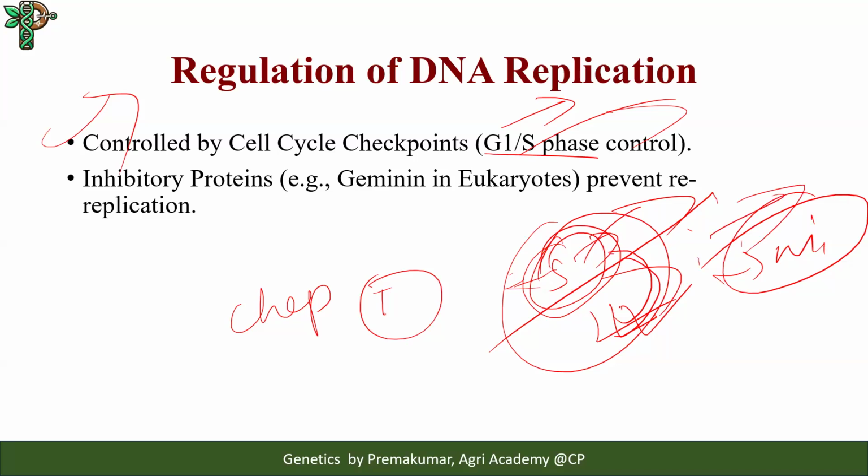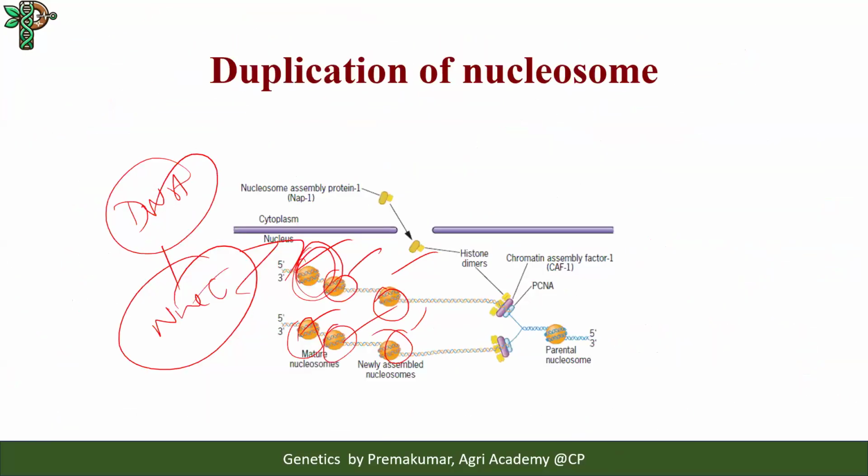It's very important. In eukaryotes, the geminin protein is very important in preventing re-replication. Once it is replicated, if it replicates again, that means unnecessary duplication of copies. To avoid that, geminin proteins play a very important role. You should remember this much; it is more than enough for DNA replication.